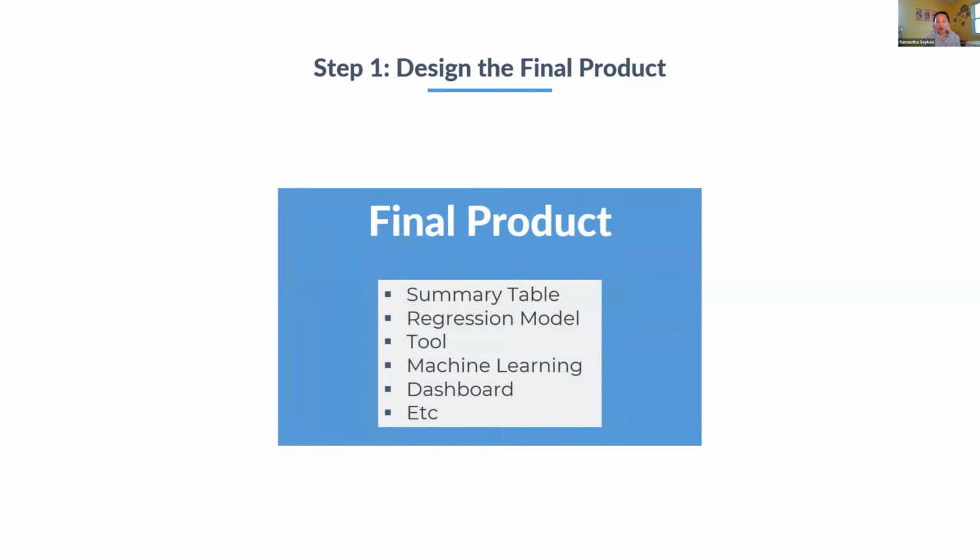So what can a final product be? A final product can be anything, right? And so I put some examples here: a summary table, a regression model, tool, machine learning, dashboard, etc. What you really want to think about for the final product is, what do I need from the data in order to create, if you're doing a report or making a dashboard for a website, things like that. So it's more on the data side of things than like if you're doing a written report or something.